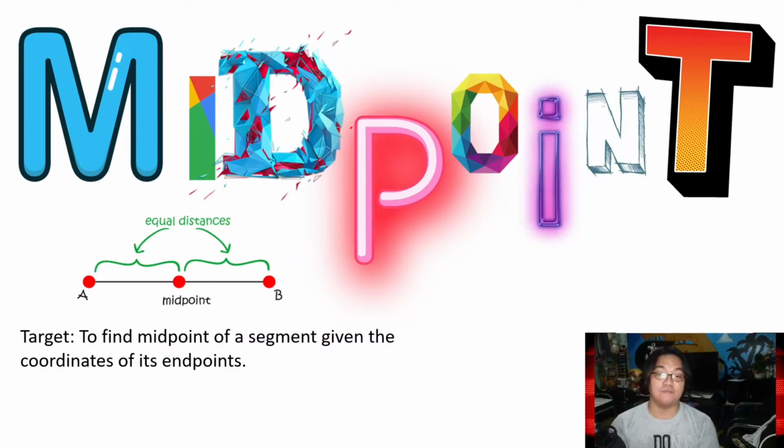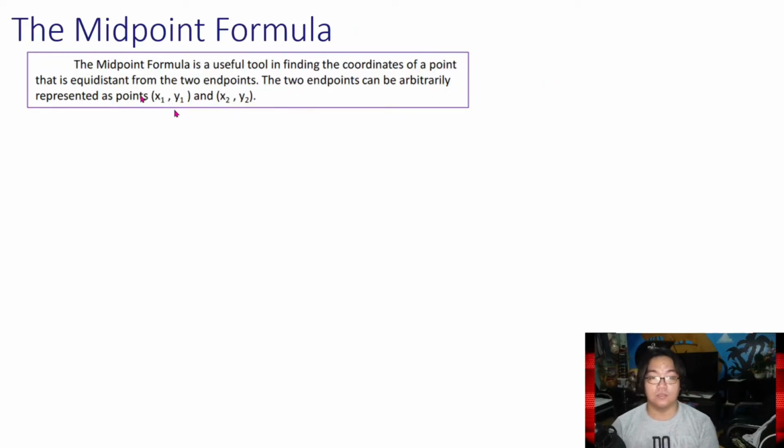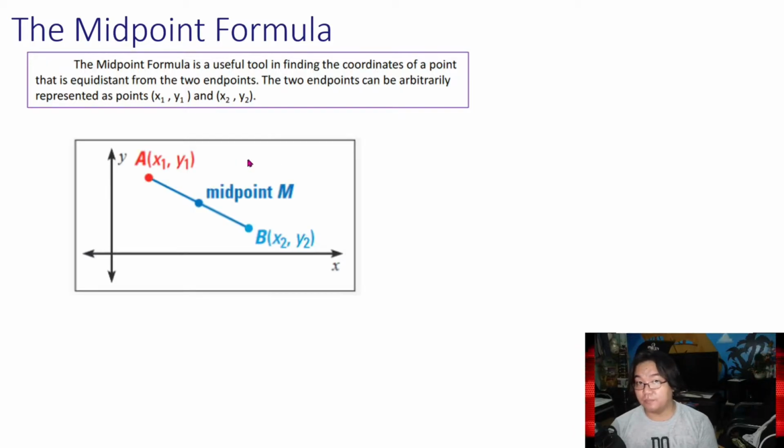So the midpoint formula. The midpoint is a location in between two points, which divides the segment into two equal distances or equal parts. The midpoint formula is a tool for finding the coordinates of a point that is equidistant from the two endpoints. We can find the midpoint between point A and point B, whose coordinates are x sub 1, y sub 1 and x sub 2, y sub 2, by simply getting the average of the x and the average of the y.